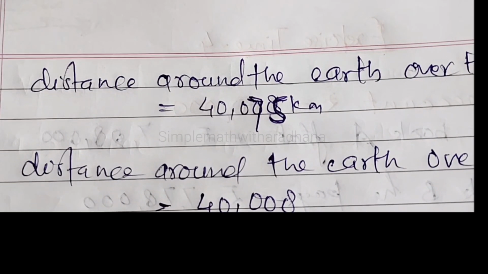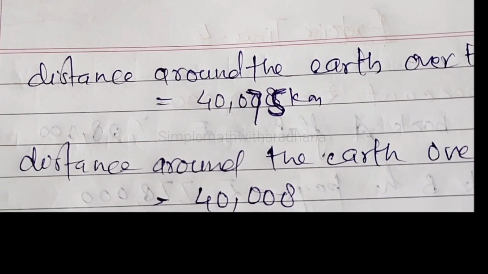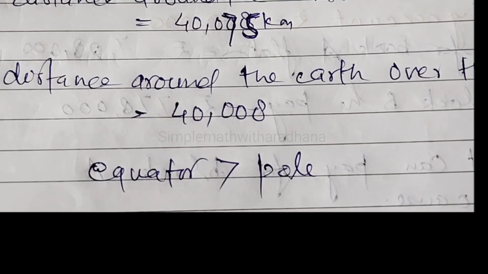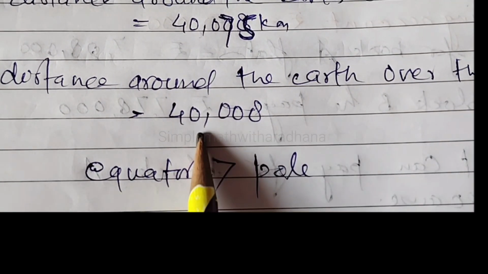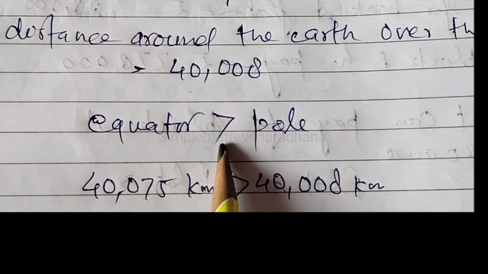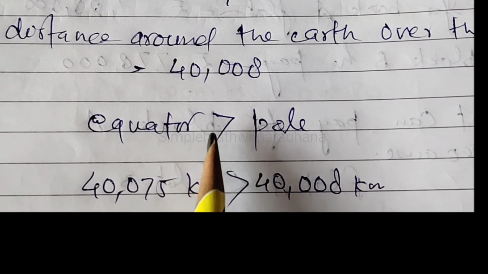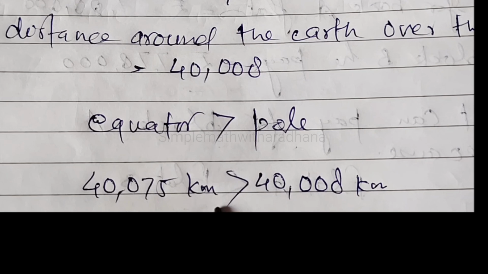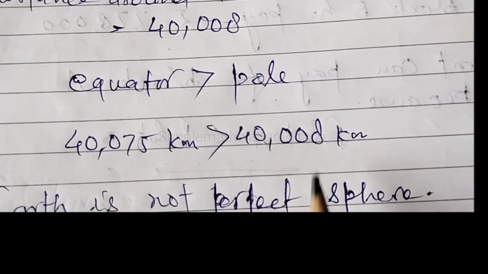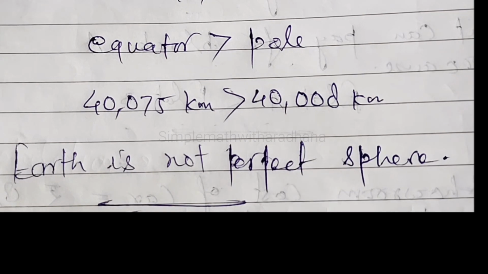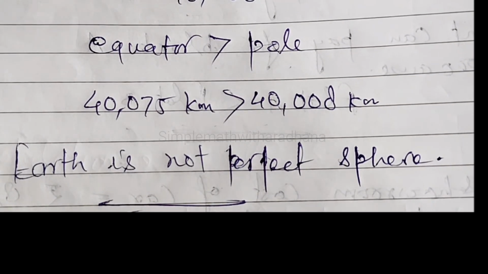So here we will solve question number 5. The distance around the earth over the equator is 40,075 kilometers. The distance around the earth over the poles equals 40,008. The distance over the equator is greater than over the poles. So 40,075 kilometers is greater than 40,008 kilometers. And the other question, is the earth a perfect sphere? No, the earth is not a perfect sphere.